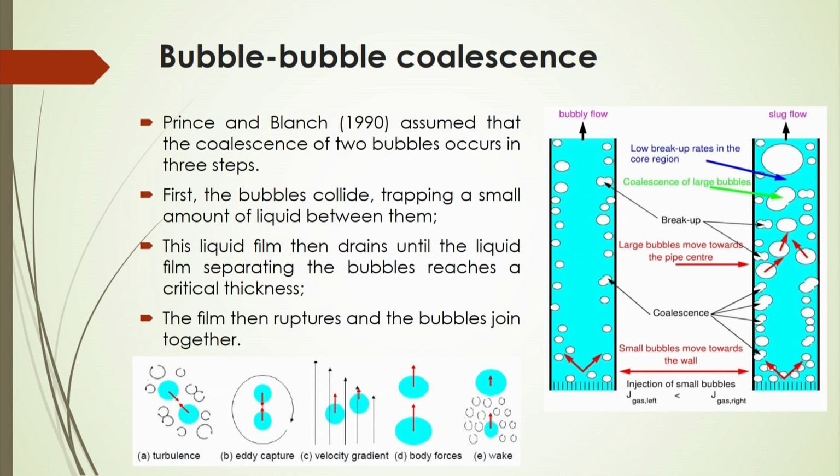The coalescence of the bubbles means that two bubbles, or more than two bubbles also, may come to each other at particular conditions and join each other and make bigger bubbles. So, this is called coalescence.